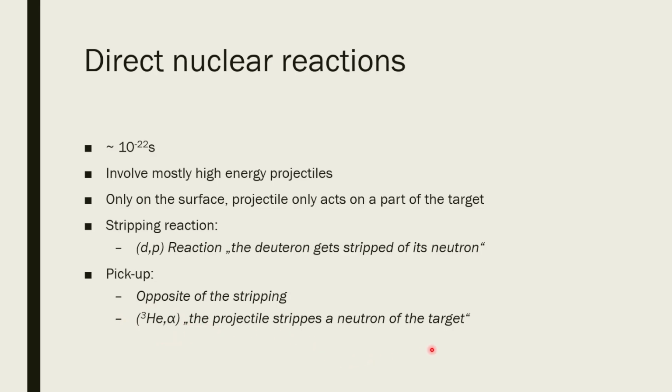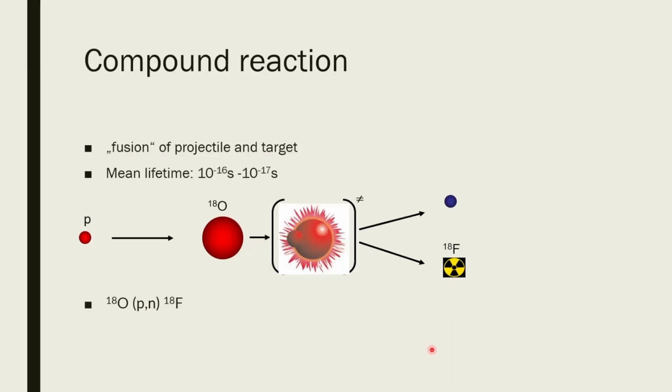And another type of nuclear reactions, this is the compound reaction, where you will form very short-lived compound nuclei. For example, we have the production of fluorine-18. So you have a proton coming in onto the oxygen-18 target. They will form a compound nucleus, the fluorine-19, and this compound nucleus will then eject a neutron, forming then the residue, the fluorine-18.